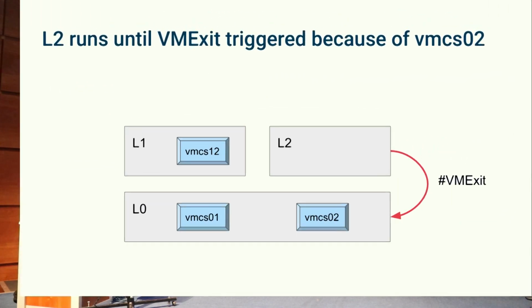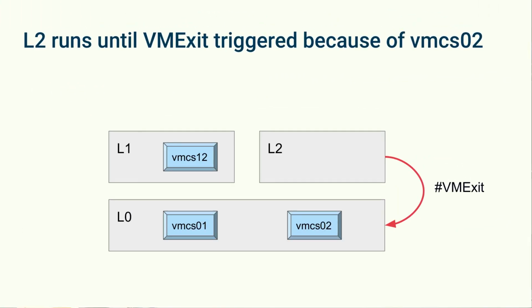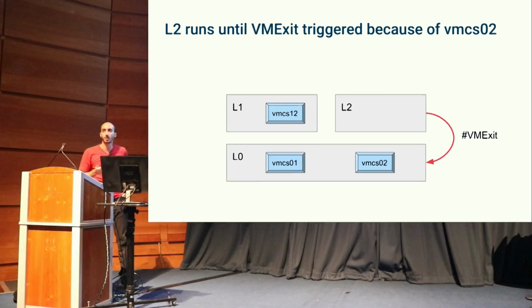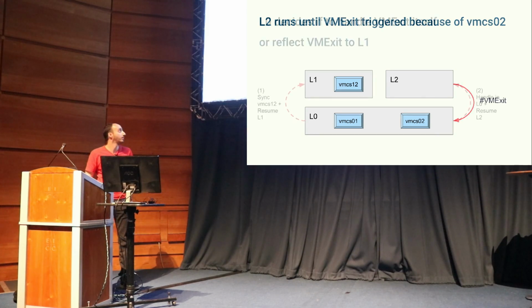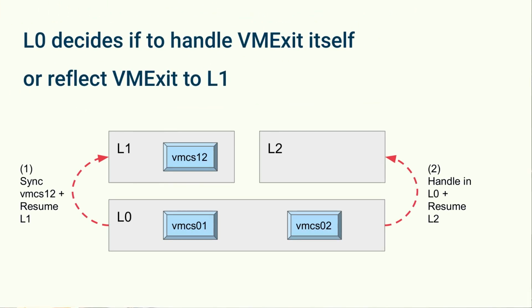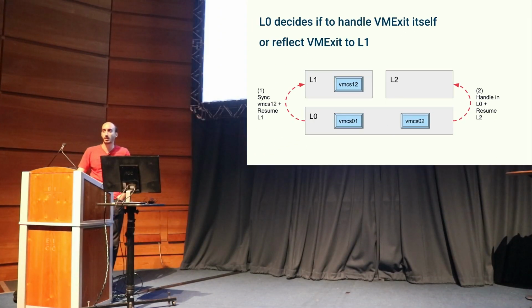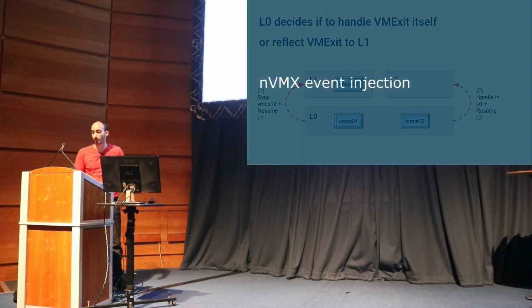Now there are two options of what the layer 0 hypervisor can do. The first option is that this exit that just happened from the layer 2 guest needs to actually be handled by the layer 1 hypervisor. In this case, layer 0 will need to emulate an exit from layer 2 to layer 1 and resume the layer 1 guest. Otherwise, it will just behave as usual. It will just handle the exit on the layer 0 hypervisor. And after it handles the exit, it will resume with the active VMCS, which is VMCS 02, and therefore run layer 2 again. So this is basically the high-level flow of how nVMX works.